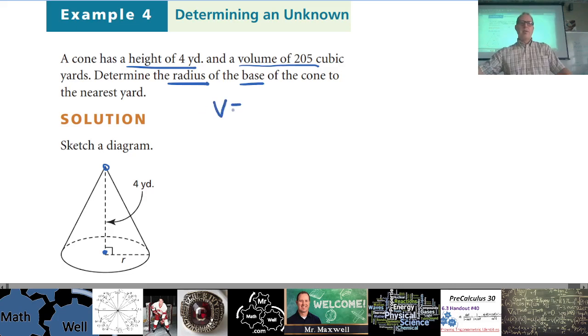The volume formula, let's start with that. Good idea to always start with the volume formula because that's what ties all of these pieces together. What brings them all together is the formula for volume.